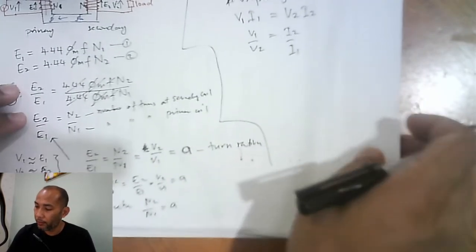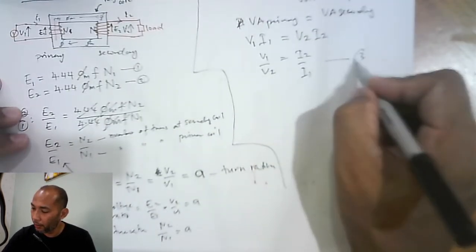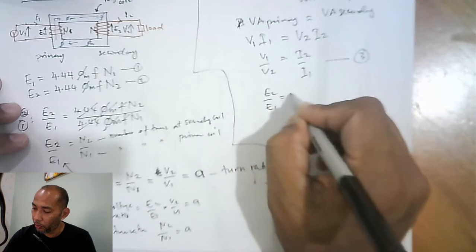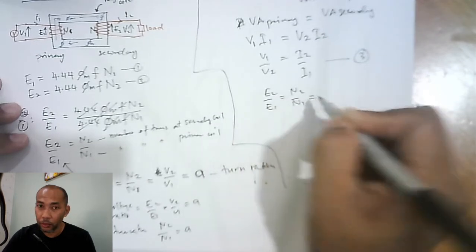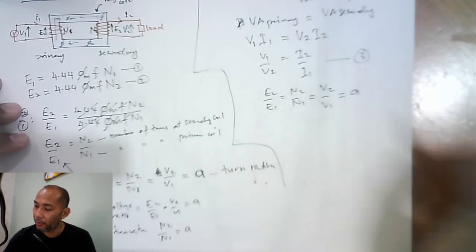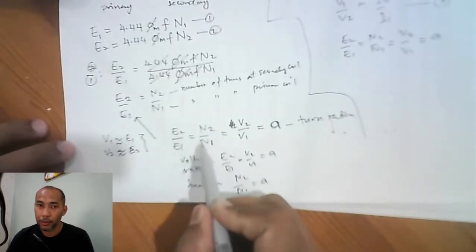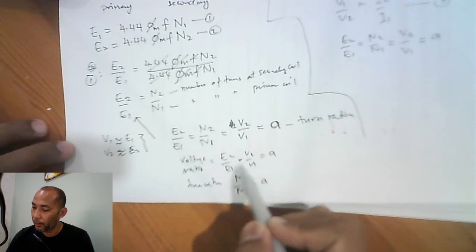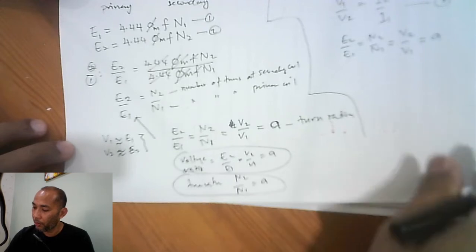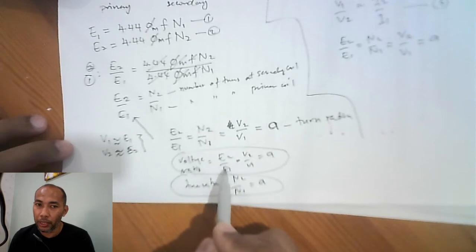The previous, this is number 3. Number 4 is E2 over E1 equals N2 over N1 equals V2 over V1 equals A. This one is the voltage ratio. This one is the turn ratio. The turn ratio is N2 over N1. The voltage ratio is E2 over E1, or V2 over V1.